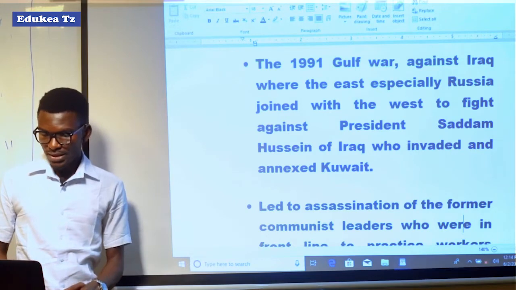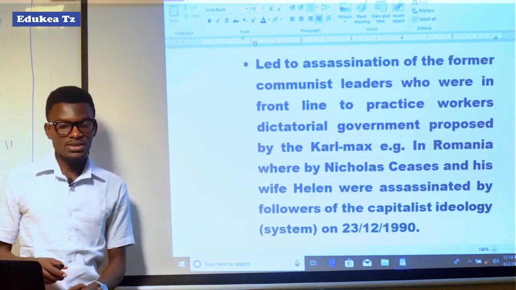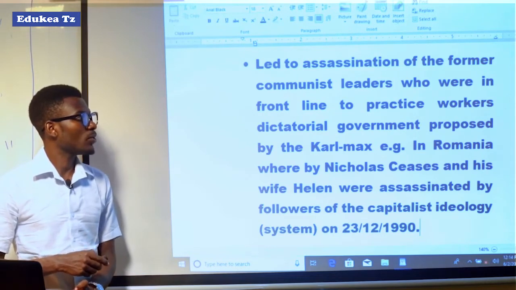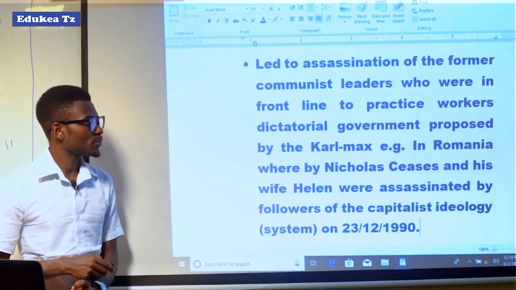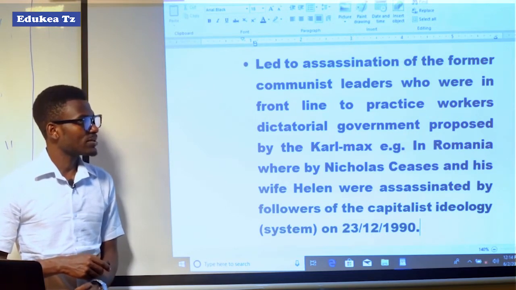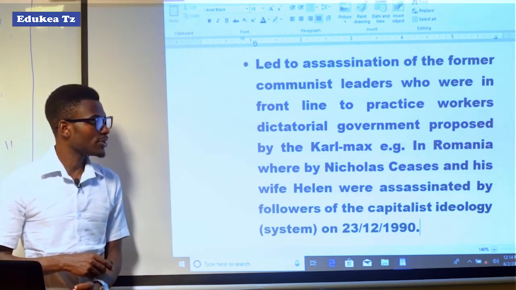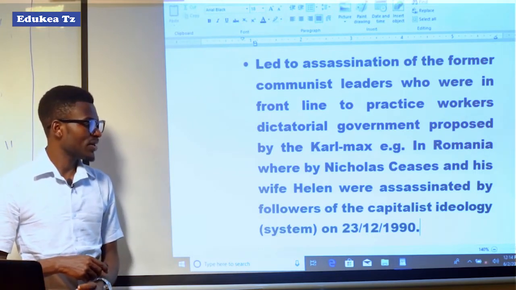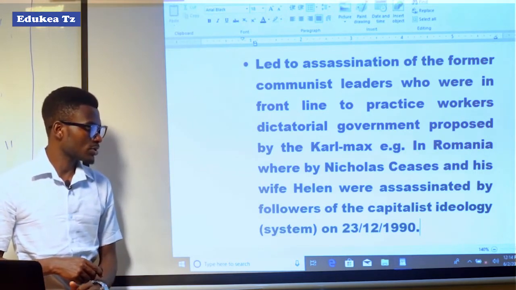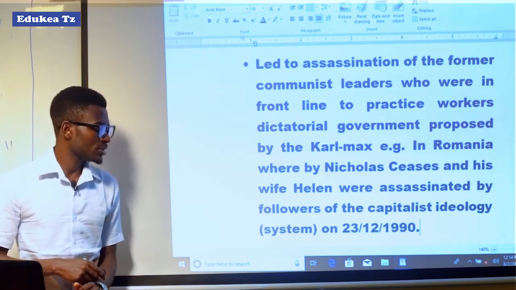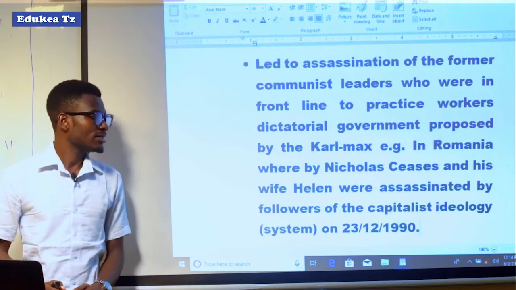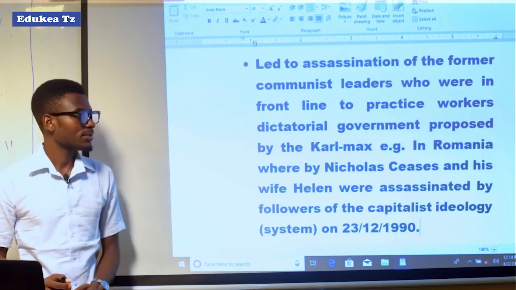But another impact was that it led to the assassination of the former communist leaders who were on the front line practicing the workers' dictatorial government proposed by Karl Marx. For example, in Romania, Nicolae Ceaușescu and his wife Elena were assassinated by followers of the capitalist ideology or system on 23rd December 1990.